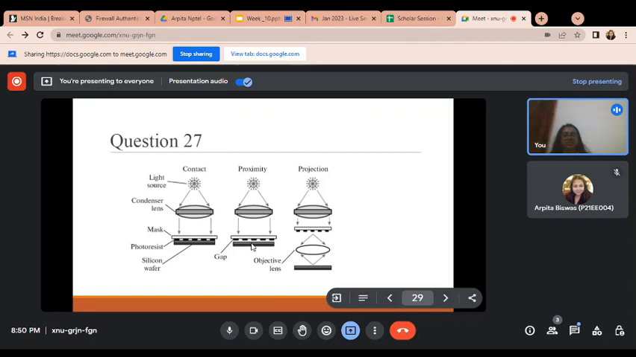So these are the three types of printing lithography technique: contact printing, proximity printing, and the projection printing lithography process.